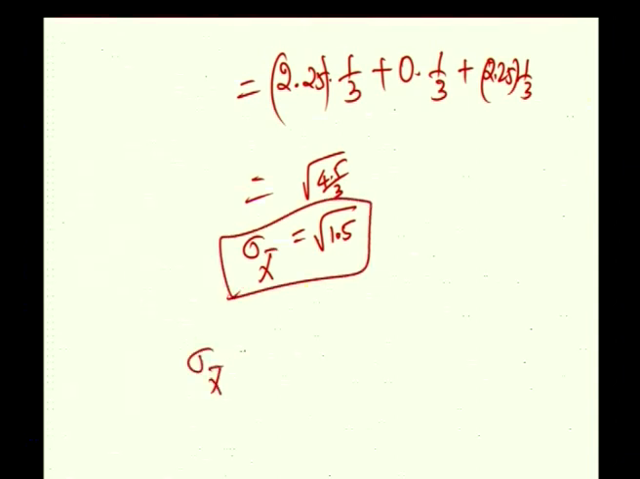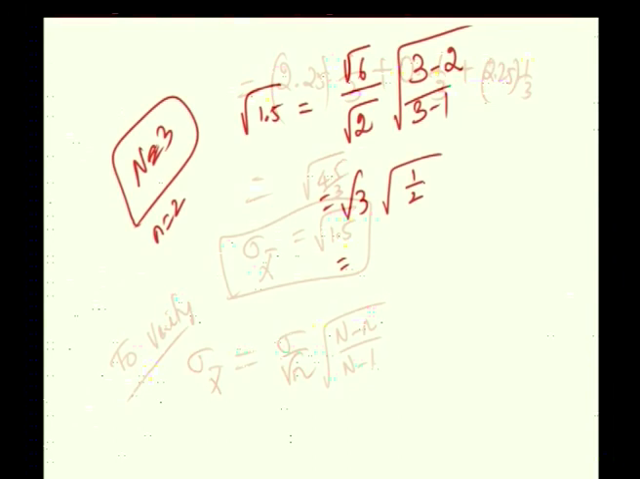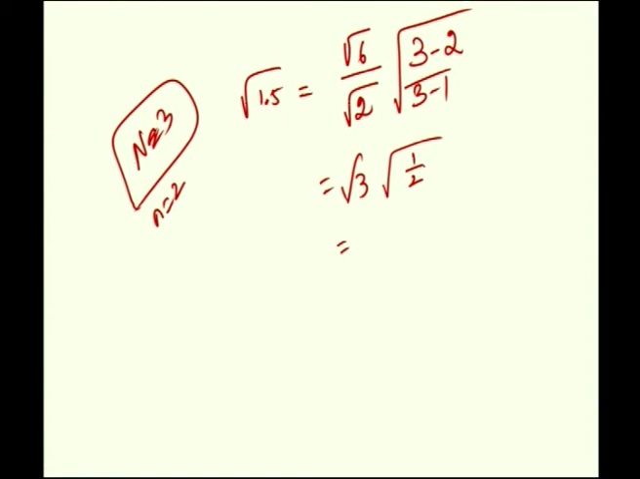Now, for sigma x bar, to verify whether sigma x bar is equal to sigma by root n. Actually, here your sigma x bar is sigma by root n into root of capital N minus small n by capital N minus 1. Okay. What is your sigma x bar value? This is root of 1.5. You are having 3 values 4, 7, 10 in the population. Therefore, capital N is equal to 3.